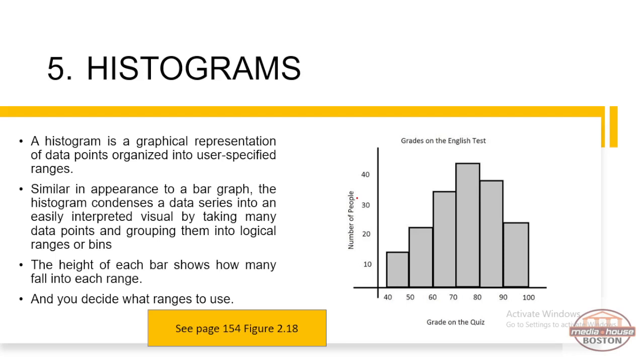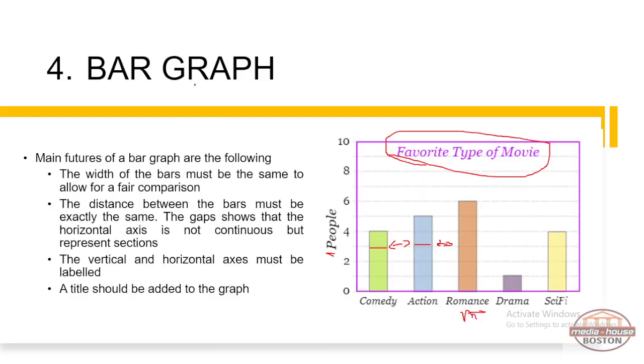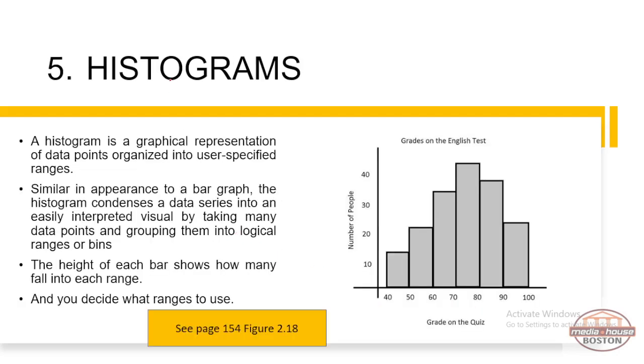And then we also have the histogram. A histogram is a graphical representation of data points organized into user-specified ranges. This is what causes the difference between the histogram and the bar graph. When we're measuring our bars here, we use a category, to say that this is comedy, this is action. But in terms of the histogram, we use what we call a frequency. Frequency can only be done in numbers, meaning that there is no frequency in words. We only have frequency in numbers.